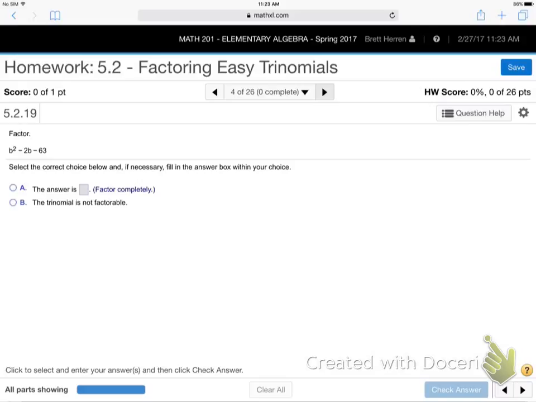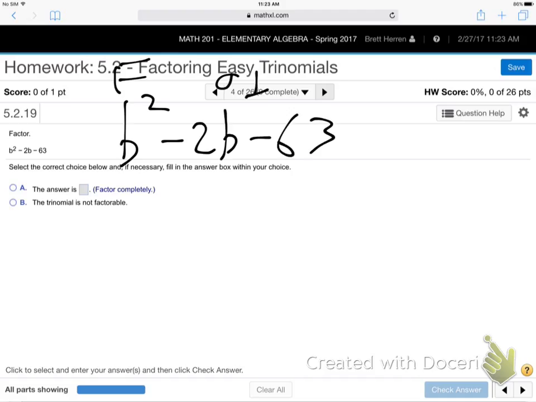All right, let's try that one. So you got b squared minus 2b minus 63. We're thinking about FOIL again, the 2 parentheses. So try that. Front times front to make front, last times last to make last.